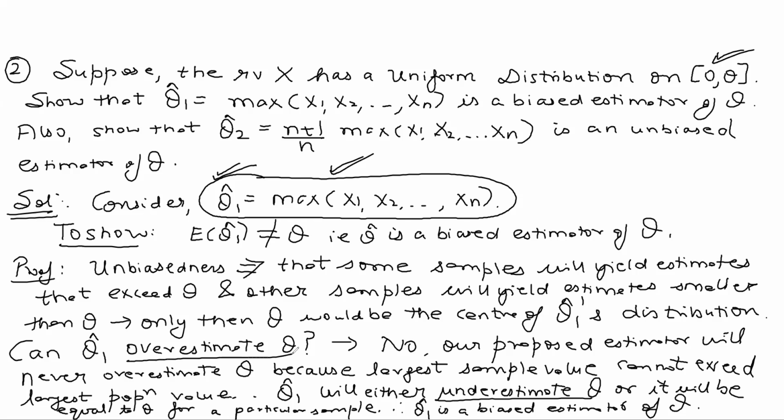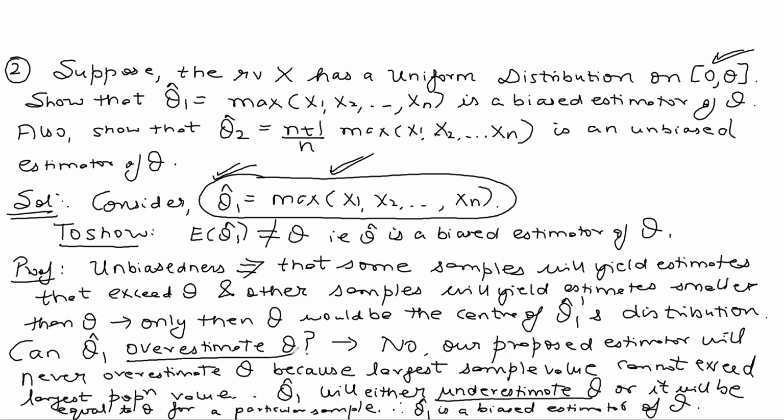Why? Because any particular sample value can never exceed the population value. In other words, the maximum of the sample values cannot exceed the maximum of the population value, because the sample is coming from the population itself. So we have ruled out the possibility that theta 1 hat can overestimate theta.